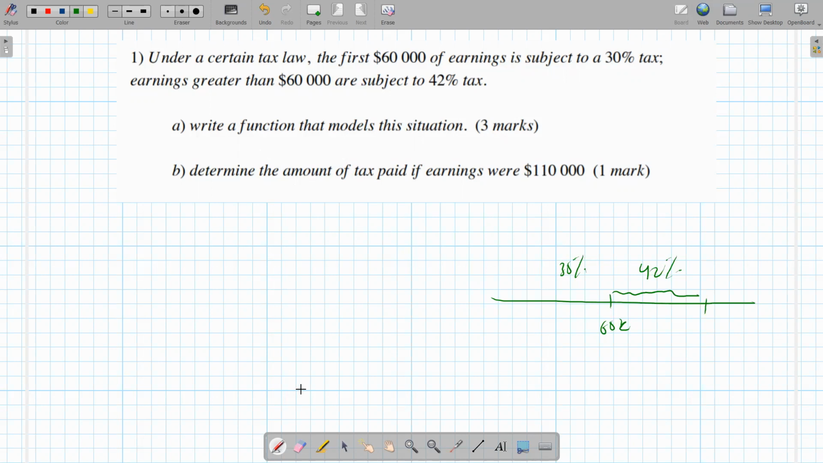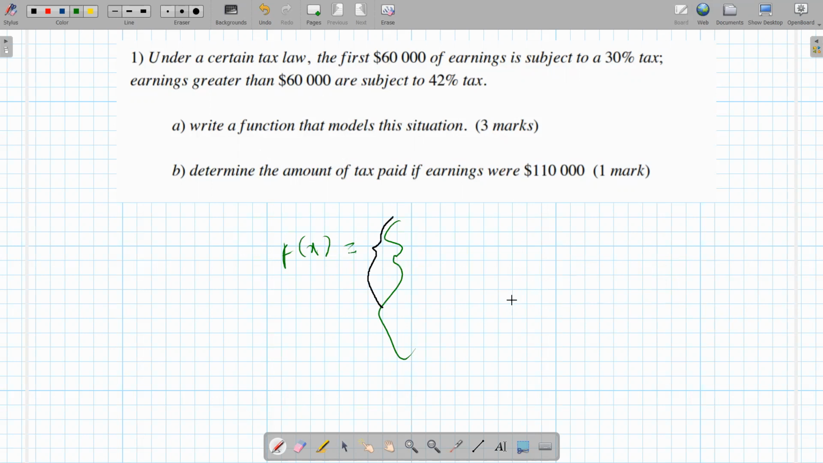And again, it's going to be a piecewise function, okay? And there are two conditions. Either you're earning less than or equal to 60,000 or you're earning greater than 60,000. So let me just make the rubric for you. So f of x, how do you write a piecewise function? Like this. Curly bracket, okay? And then two conditions. The first one is if you're making less than or equal to $60,000. What's the next condition? If you're making greater than $60,000.